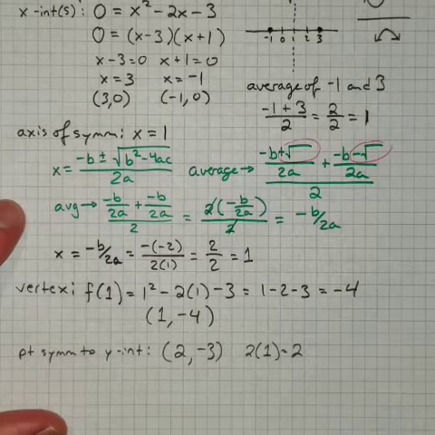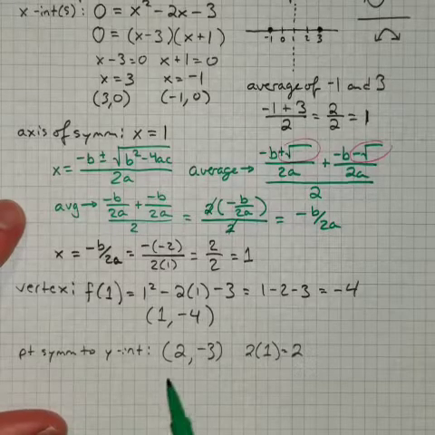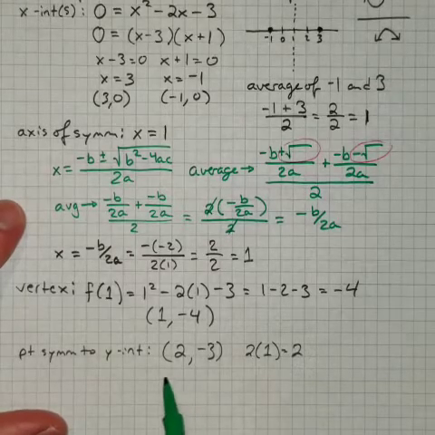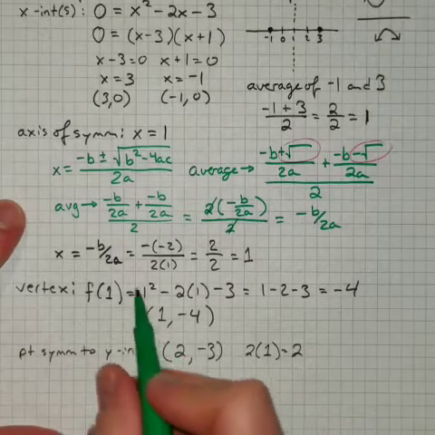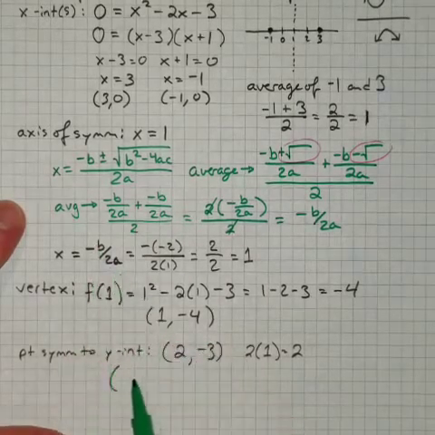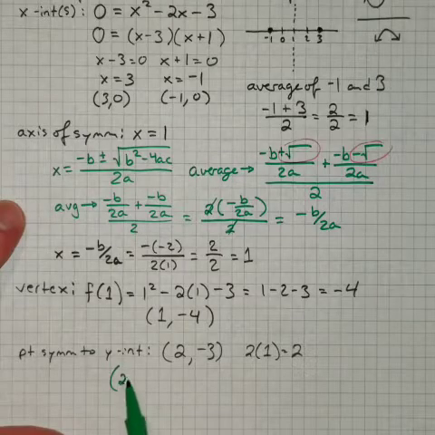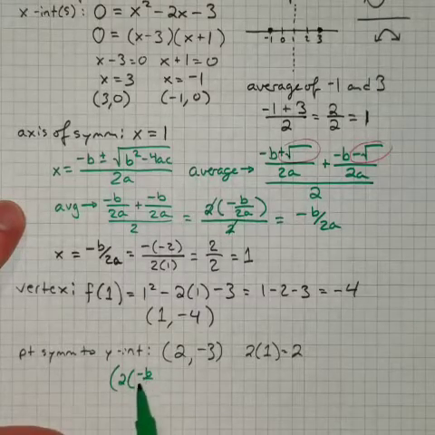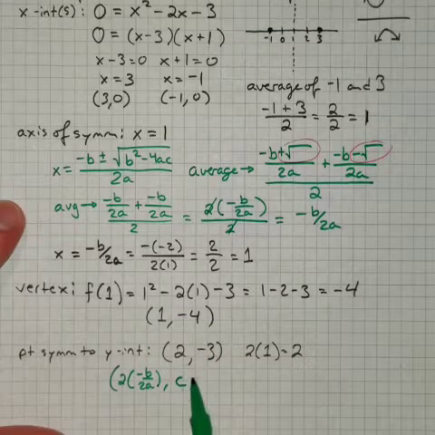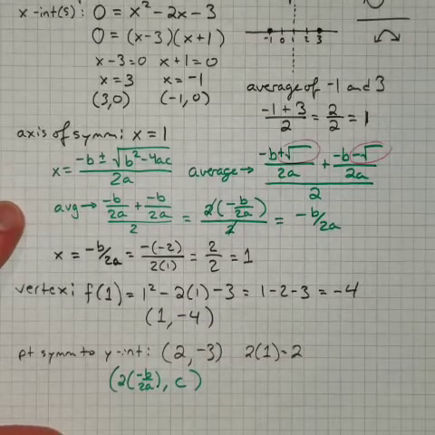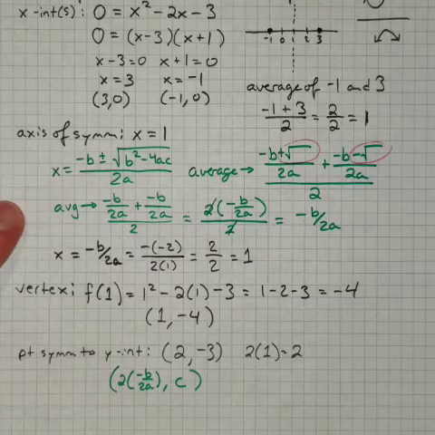Okay. So as a general rule, your symmetric point here is going to be double the axis of symmetry value, which is 2 times the negative b over 2a, and then it's going to be your c for the y value. Okay, that's the height of the y-intercept.